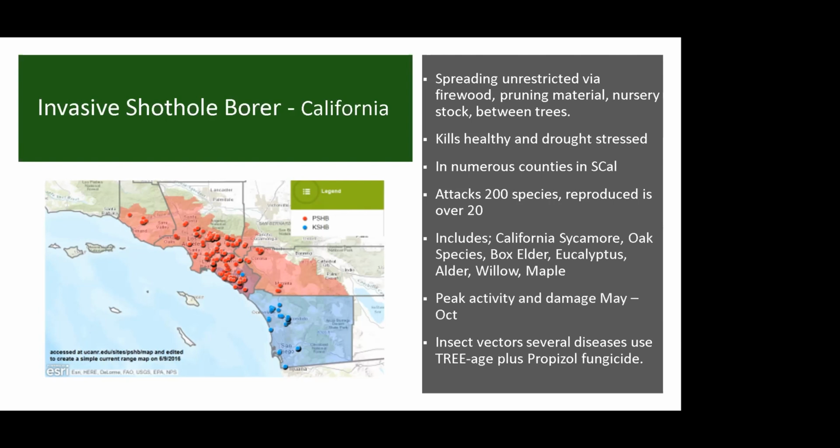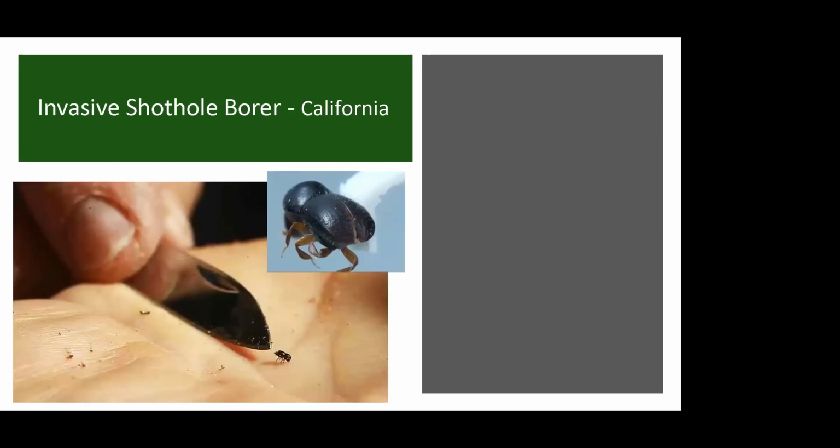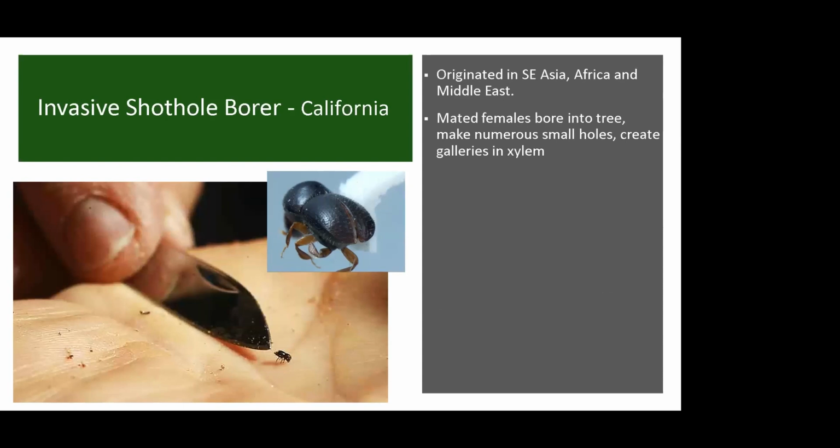The biggest concern there is that it also vectors several diseases, so you've got to control both of them when you're treating for this pest. And propiconazole is the fungicide of choice. This is how tiny this insect is, so you're not going to notice it wandering around on the tree. It originated in Southeast Asia, Africa, and the Middle East.